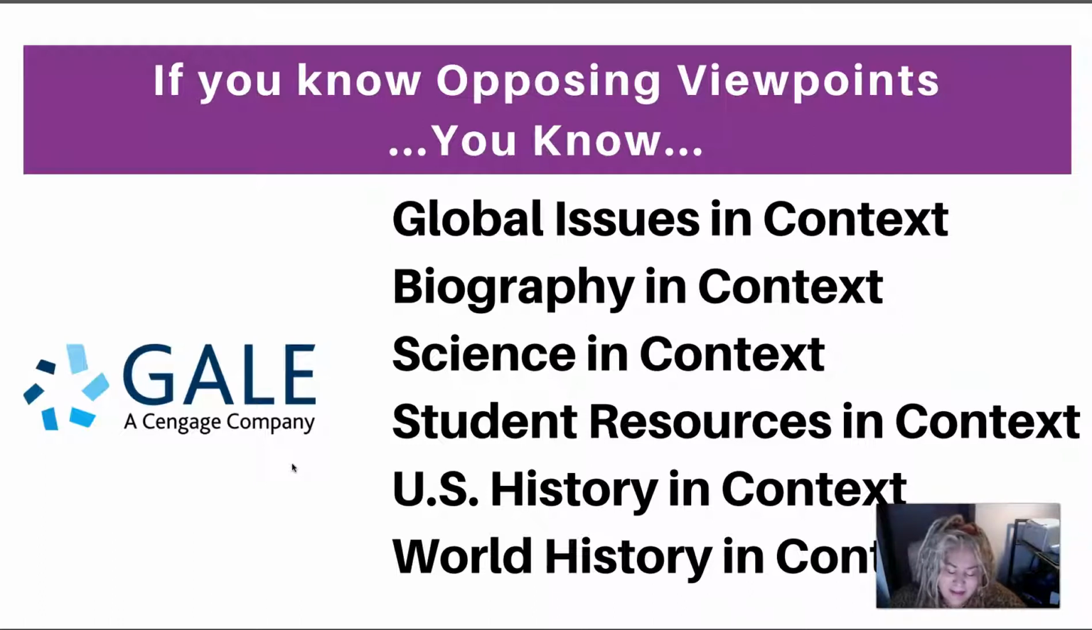Science in Context is a great beginning science research platform because you have references, scholarly articles, secondary resources, statistics. It's beautiful. Student Resources, U.S. History, World History in Context. Once you know how to do Opposing Viewpoints, you also have a good idea how to manage the rest.